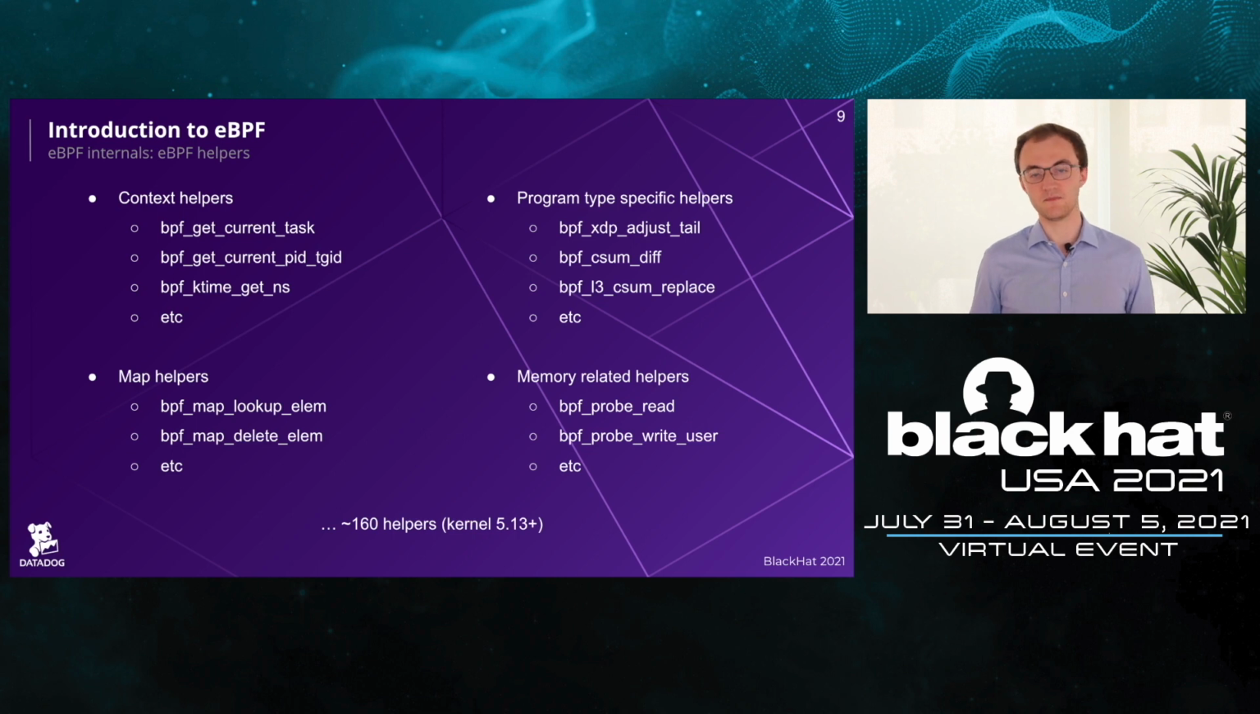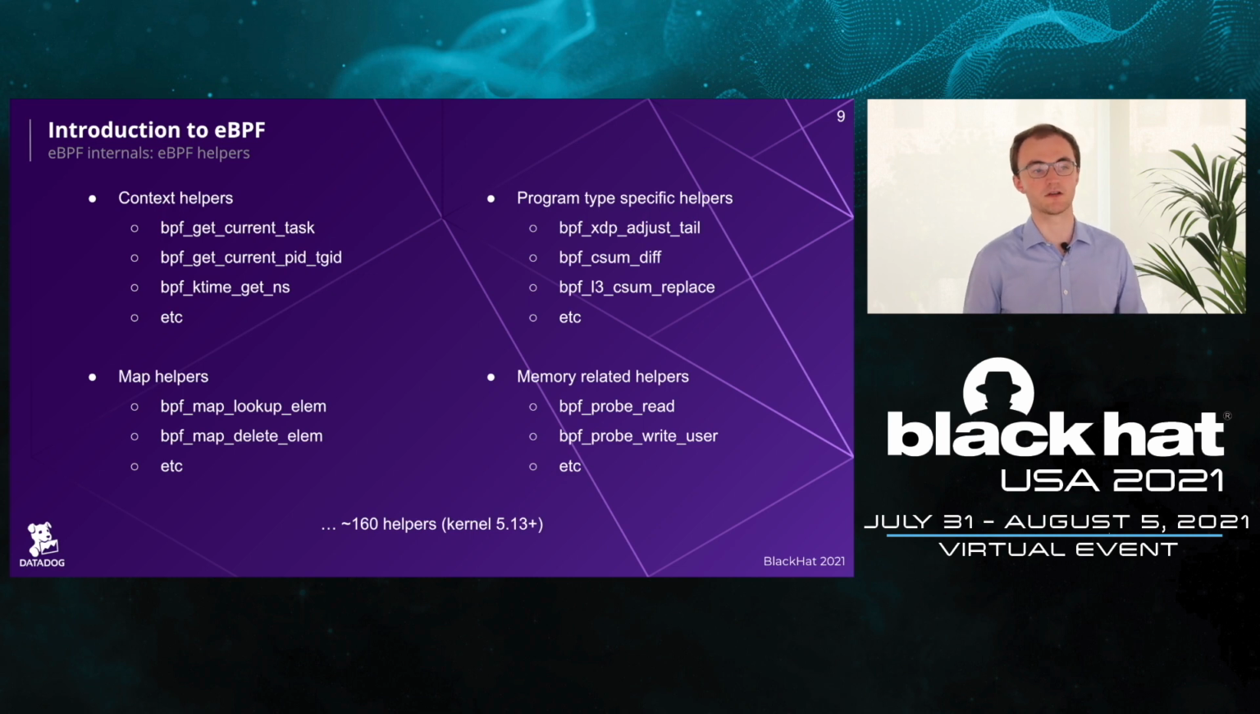Last but not least, eBPF comes with a list of eBPF helpers. Those helpers will help you access data or execute operations that you wouldn't be able to write natively. In short, you have about 160 helpers today, and most of the heavy lifting of your eBPF programs will be based on those helpers.